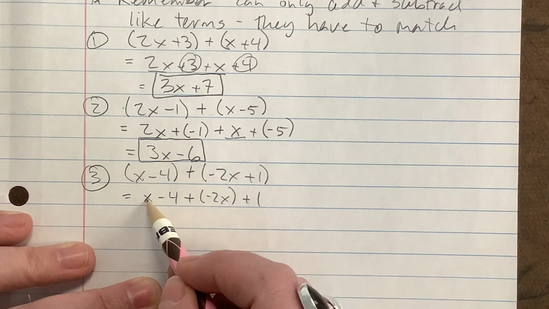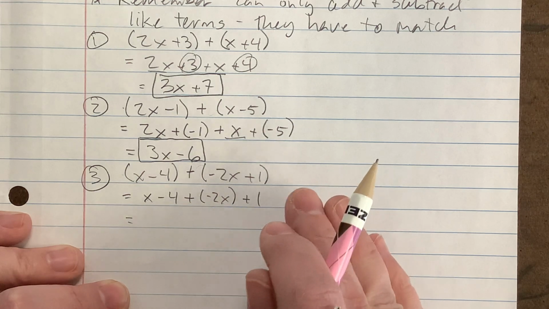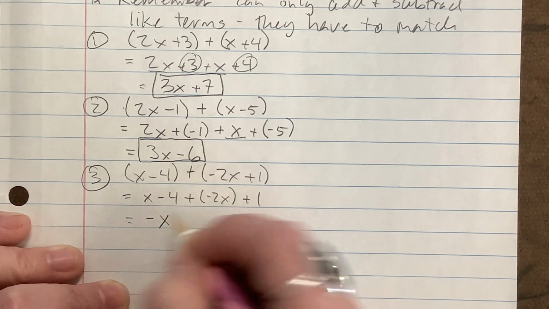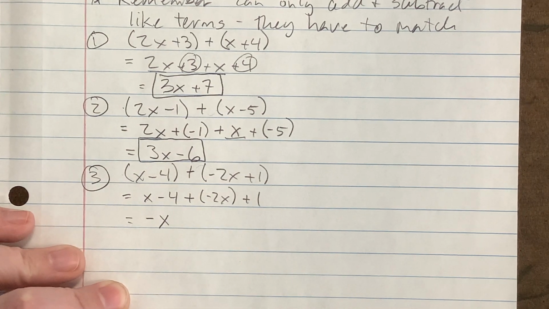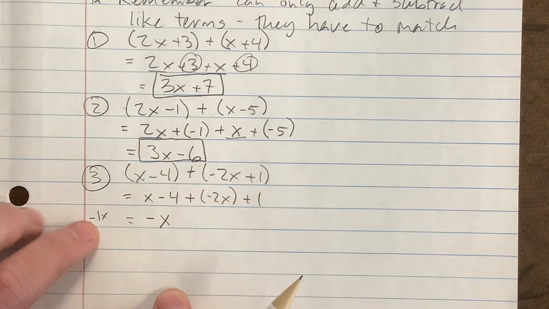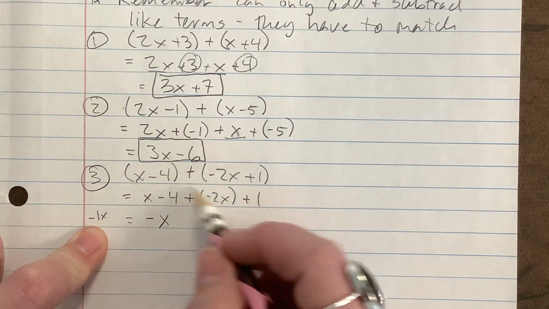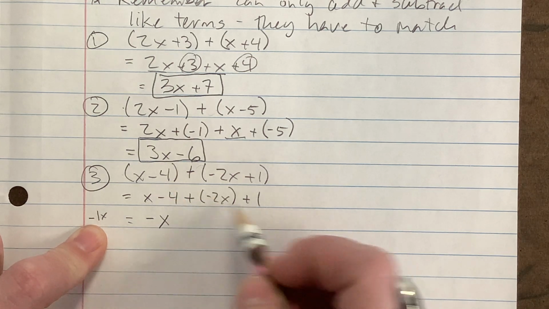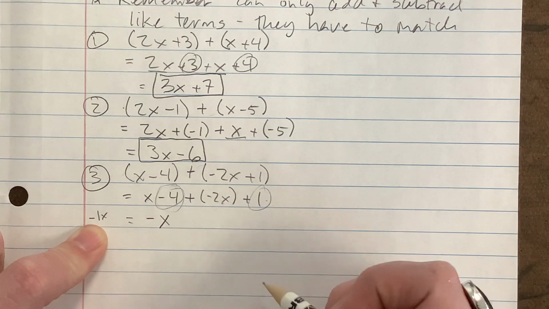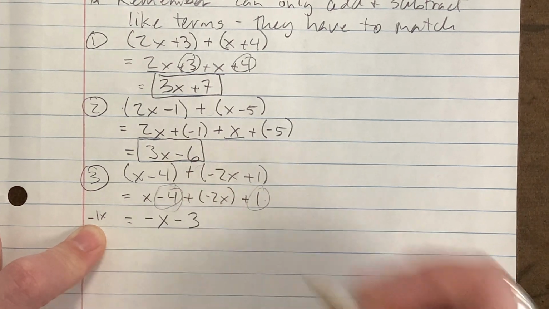So x and -2x, so we've got 1. I'm going to go down 2. That puts us at -1x, but we won't write the 1. We just put -x, but that's the same thing as -1x. We just don't write the 1. And then looking at the constants, we've got -4 and +1, so we're at -4. We go up 1, and that gets us at -3.